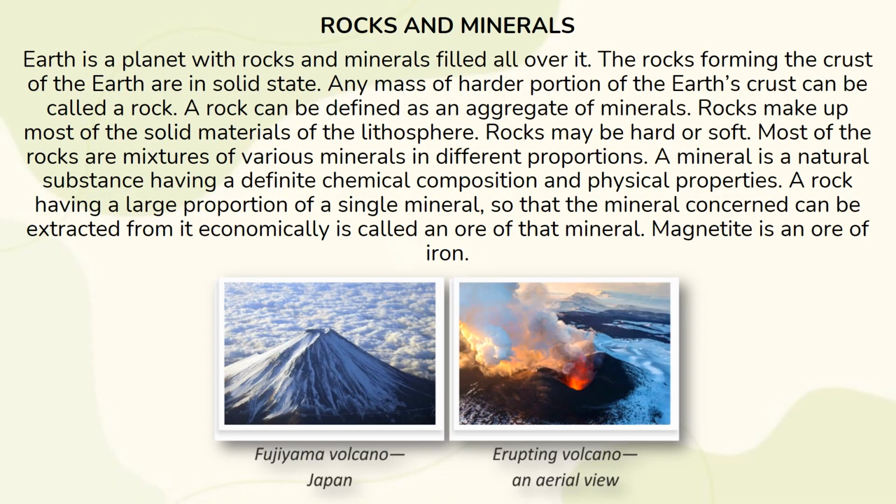Rocks and minerals. Earth is a planet with rocks and minerals filled all over it. The rocks forming the crust of the Earth are in solid state. Any mass of harder portion of the Earth's crust can be called a rock. A rock can be defined as an aggregate of minerals. Rocks make up most of the solid materials of the lithosphere. Rocks may be hard or soft. Most of the rocks are mixtures of various minerals in different proportions.